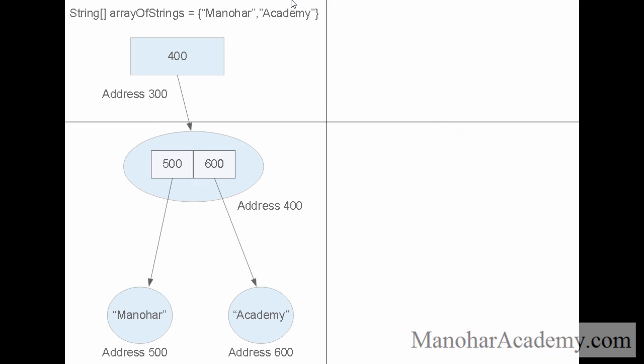Let's go further. This is what we have seen in the previous slide. So here string is an object, right? String is a reference type, and here manohar is an object, academy is an object of string type. So also arrays are objects. So can I replace string with array of integers? Because array of integers is an object, string is also an object. So let's do that. Let's replace string with array of integers.